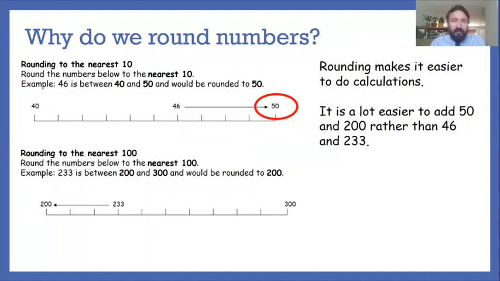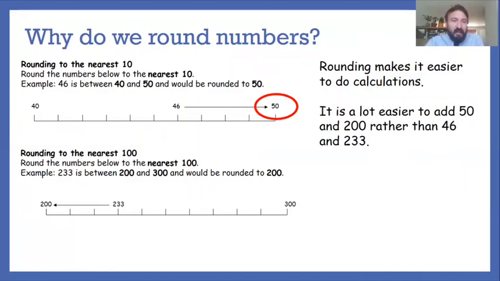So if I was going to do 46 and 233, it would be far easier, if I didn't need an exact, precise number, to round my 46 to the nearest 10, which gives me 50. You can see 46 is rounded to 50. Therefore, have a go at this.